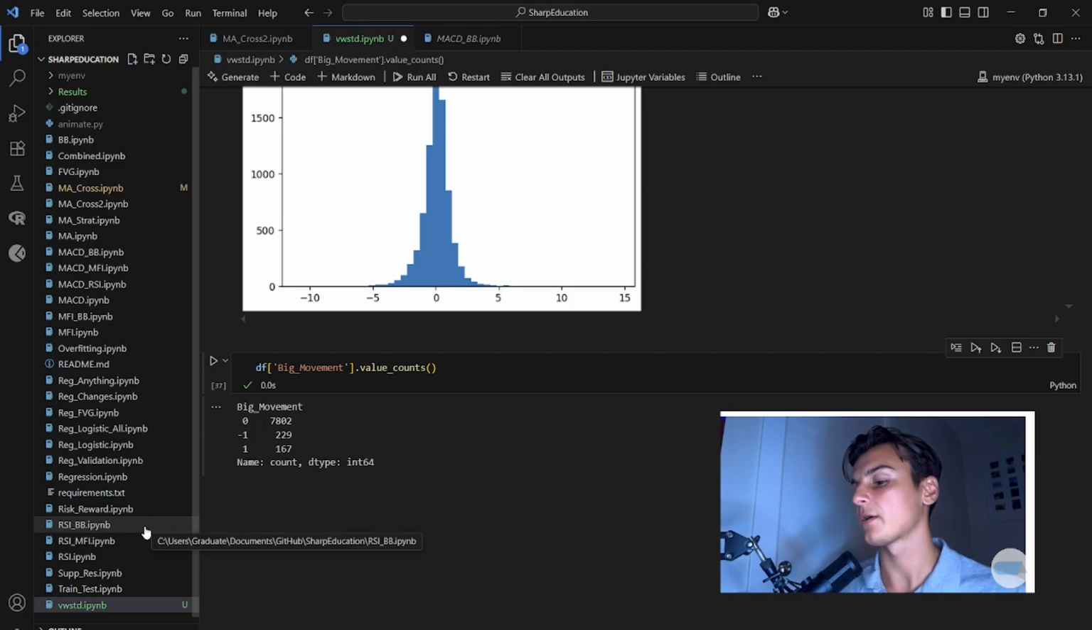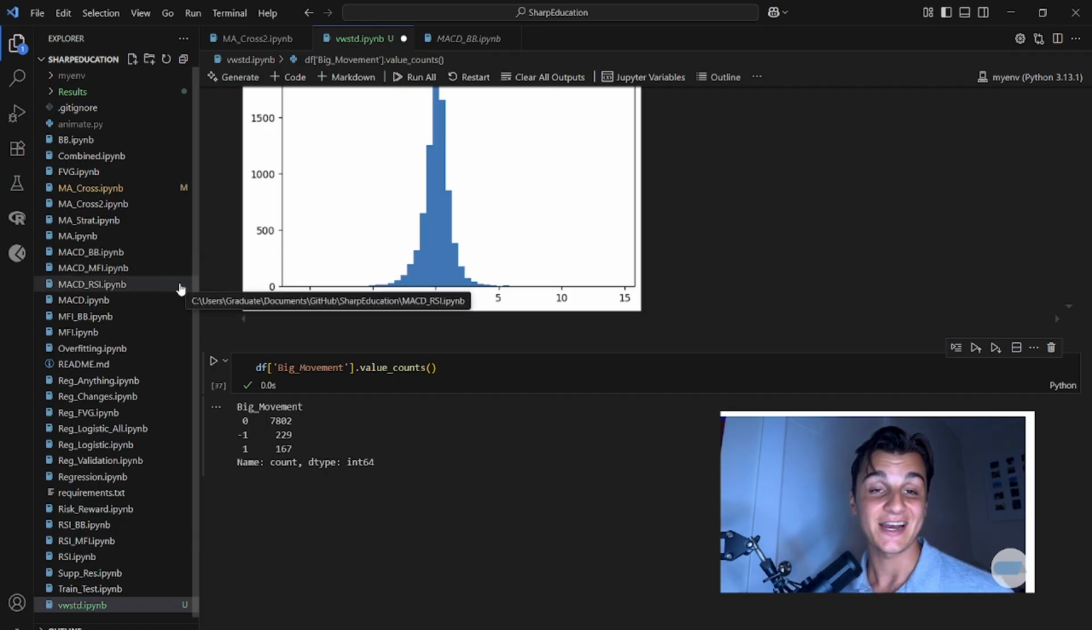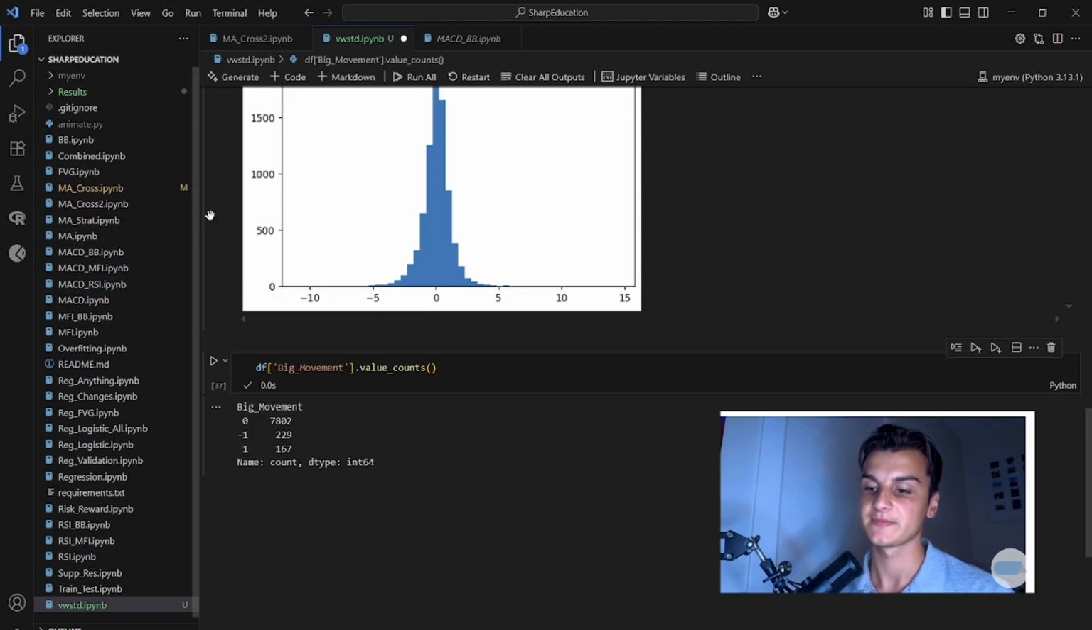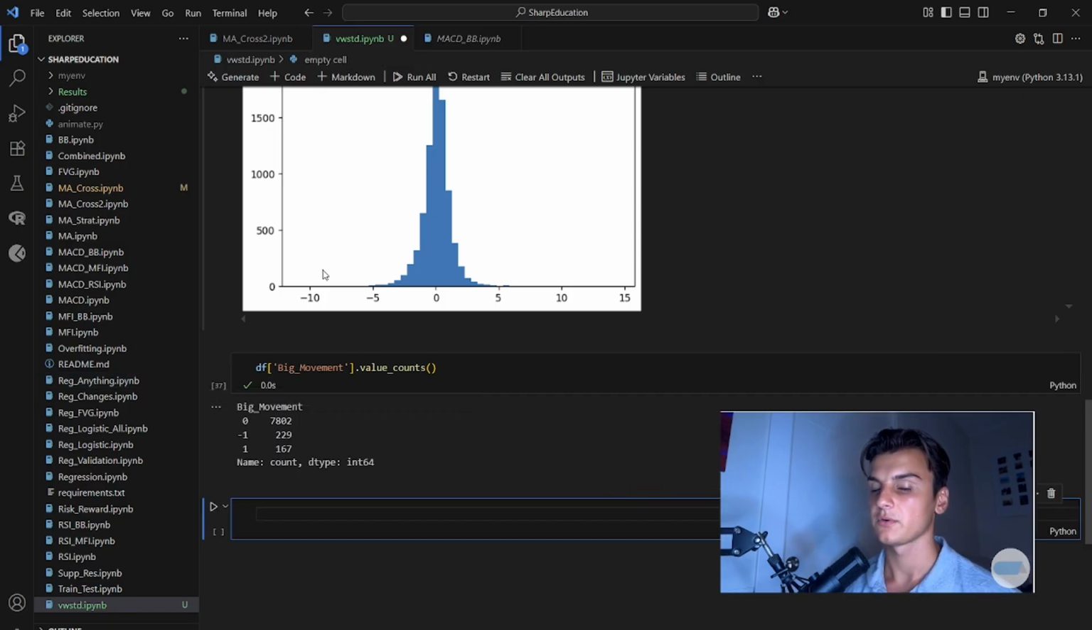Great. And now that we have our big movement column, we can add a moving average column as well. We can add as many columns as we like. But the foundation of this is going to be dramatic price movements. So what I want to do is check if there is a relationship between really big price movements and following price movements on average.